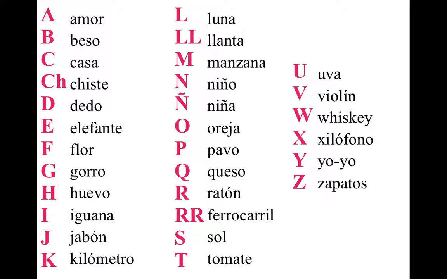S, sol. T, tomate. U, uva. V, violín. W, whiskey. You really don't have to say that one, but make sure you know how to say W. X, xilófono. Y, yo-yo. Z, zapatos. All right, that takes care of el alfabeto.